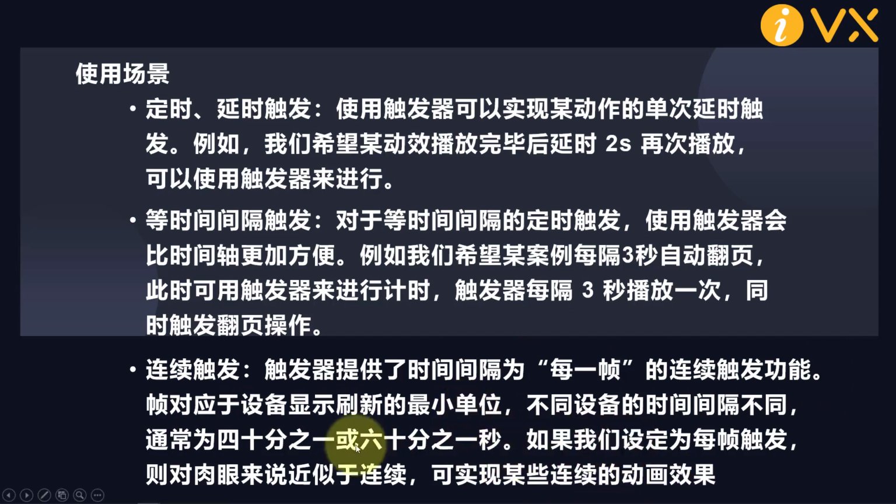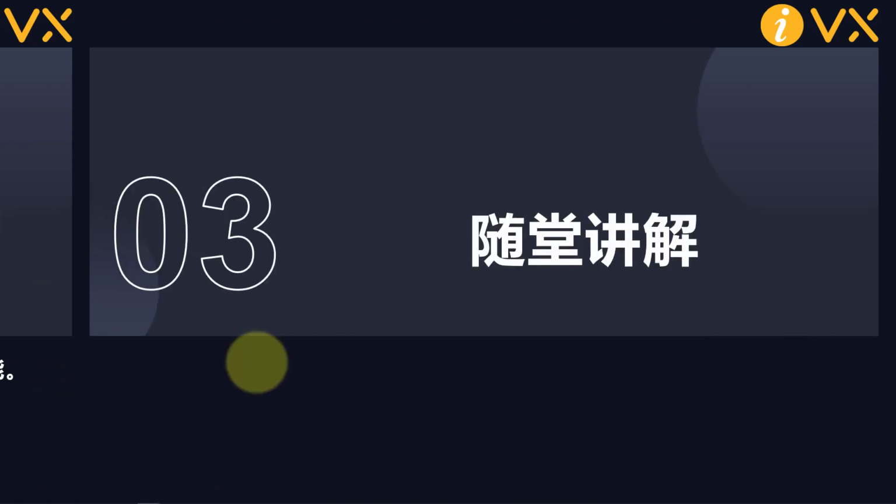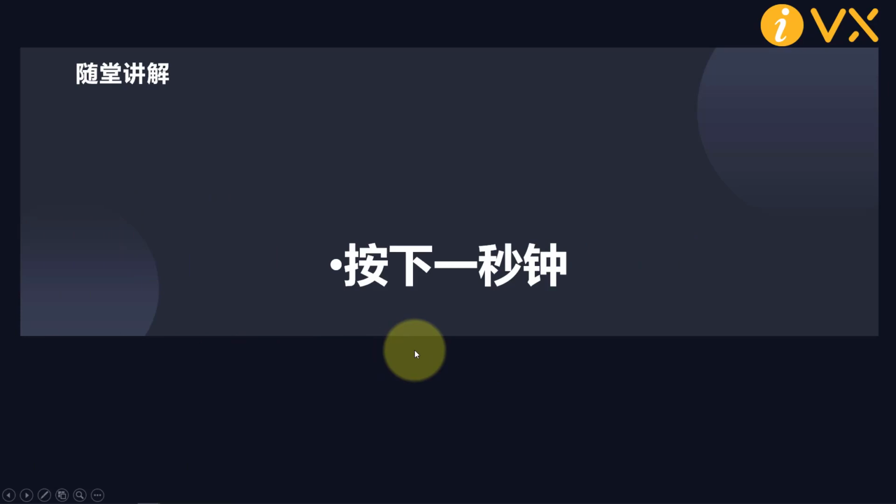Then the trigger has a third function, which is continuous triggering. For example, it provides a continuous trigger function with an equal time interval of 1 frame. Different devices have different refresh frequencies, so it can display different effects. As long as we set it to fire every frame, it is completely continuous to our naked eyes, so we can achieve a lot of continuous animation effects.